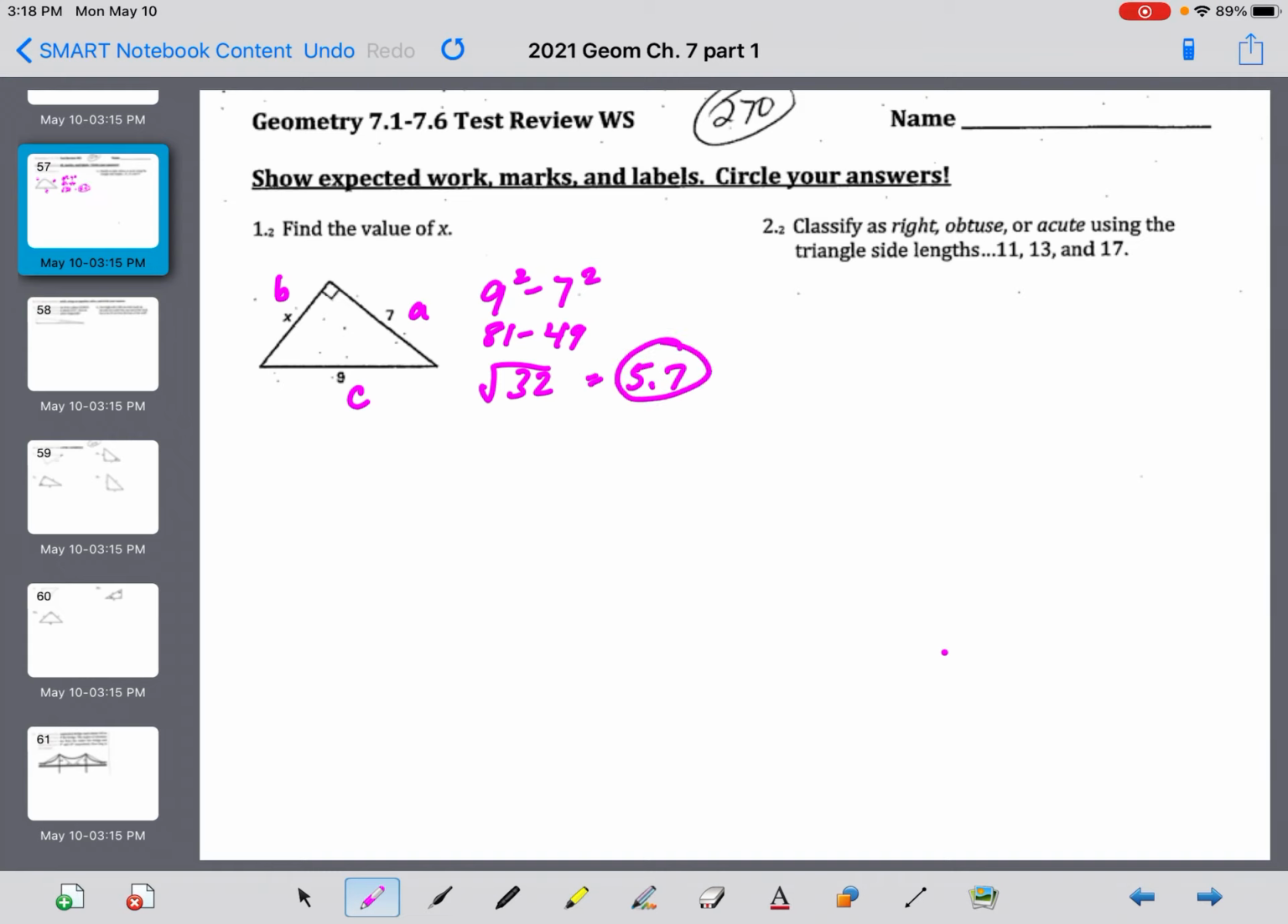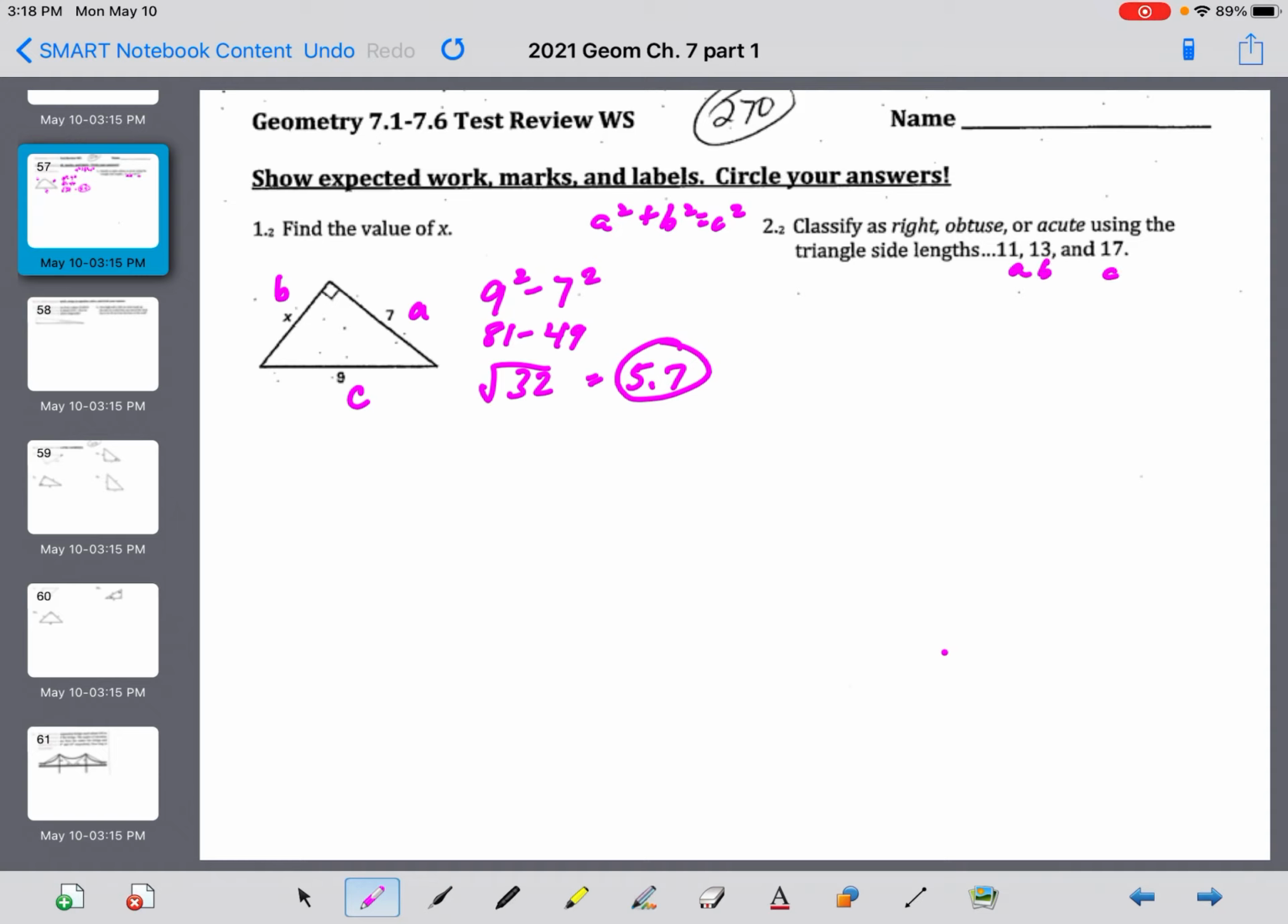And you are done. Okay? Don't have to do any more on that problem. Just got to find the missing side with the Pythagorean theorem. This is our Pythagorean theorem: A squared plus B squared equals C squared, where C is the hypotenuse. So in this one, we'll call this ABC.